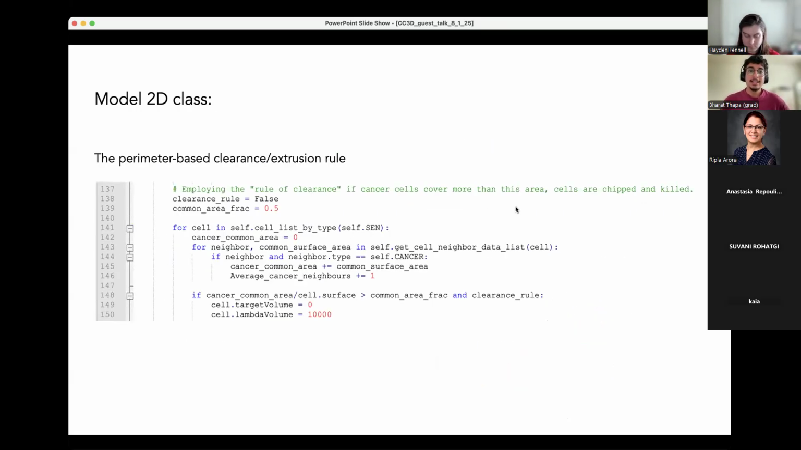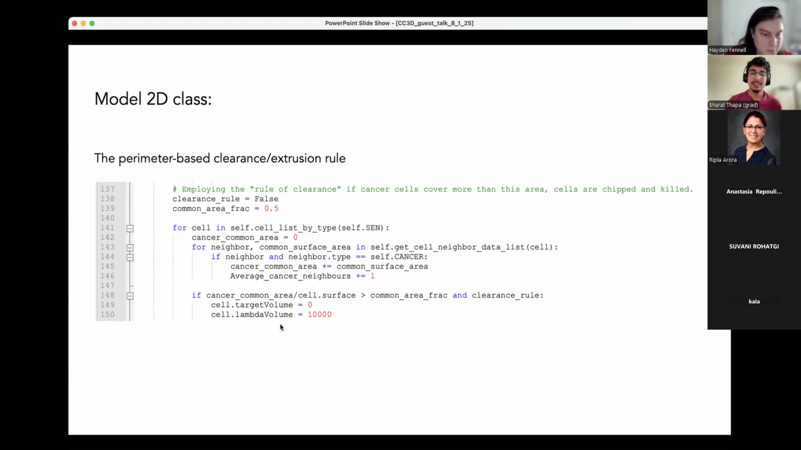And then the most important thing, which is the contact-based clearance rule, which I have implemented as shown here, where its default state is false. We'll make changes to this. The threshold, which means how much percentage of the perimeter needs to be covered by cancer cells for cancer cells to clear a senescent cell, is shown here. So 50% or more would just kill the cell. If 50% of its perimeter is covered by a cancer cell, you would set the target volume to 0 for a senescent cell. This is one way of killing the cell. You can also just say cell.death.